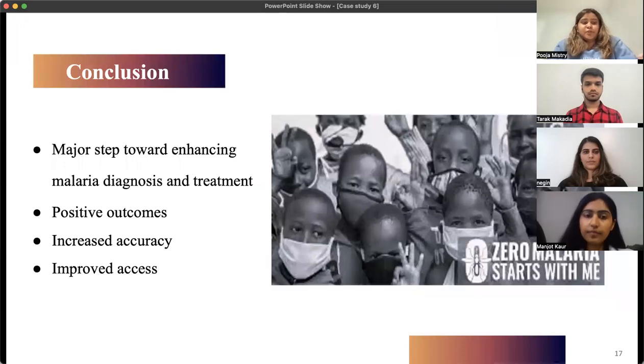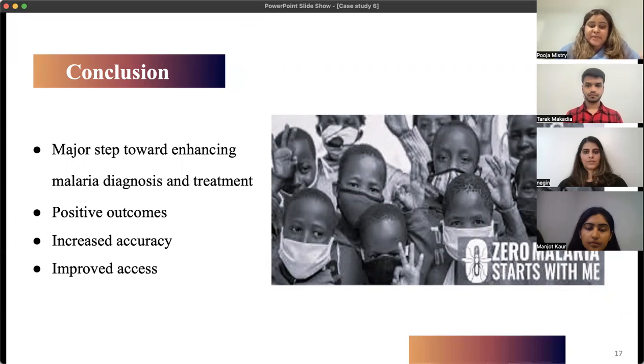So, in conclusion, Swaziland's use of rapid diagnostic tests for malaria has made a substantial contribution to the improvement of malaria diagnosis and treatment in the nation. There have been several successful and positive results in the use of RDTs. After doing the case study, there are a few important points I would like to mention in the conclusion.